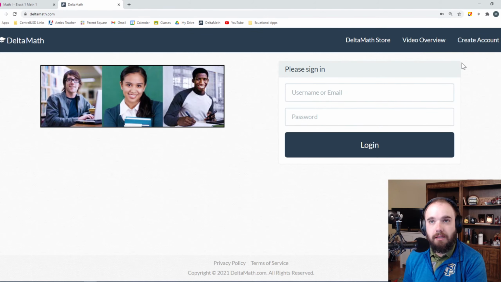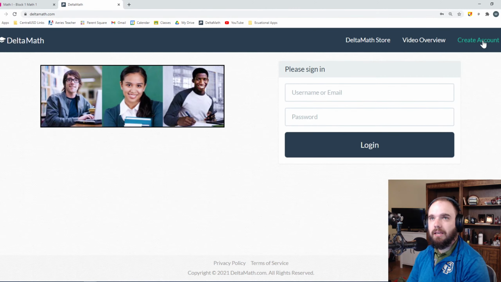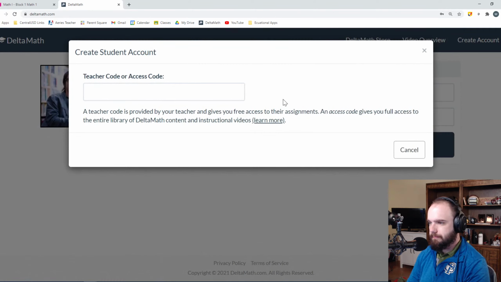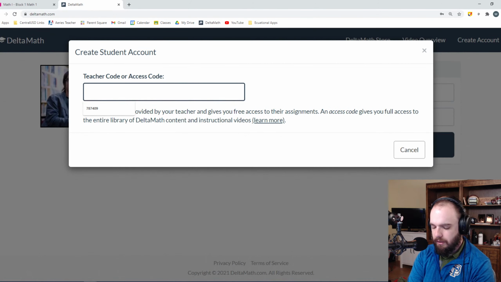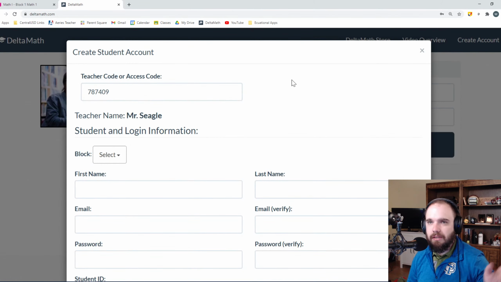If you are in my class, you're a student, you're going to go to the top right-hand corner and press Create Account. You're going to create an account, and you hit Student. The code to join my Delta Math classroom is 787409. You're going to type that in. Remember, all this information is in the Google Classroom link that I provided. It should all be there. We're just doing another walkthrough on how to get through.